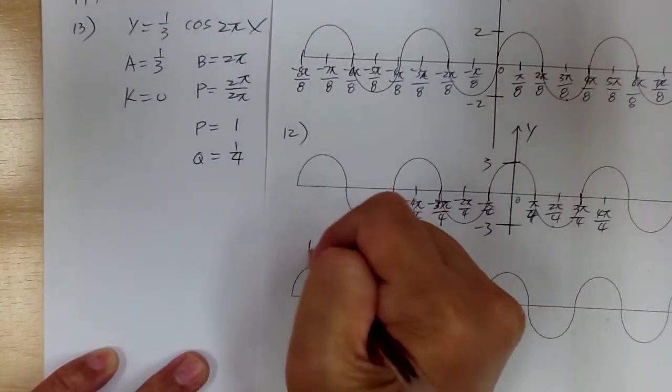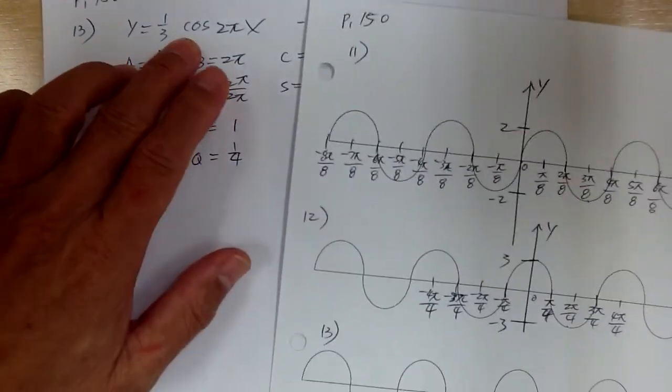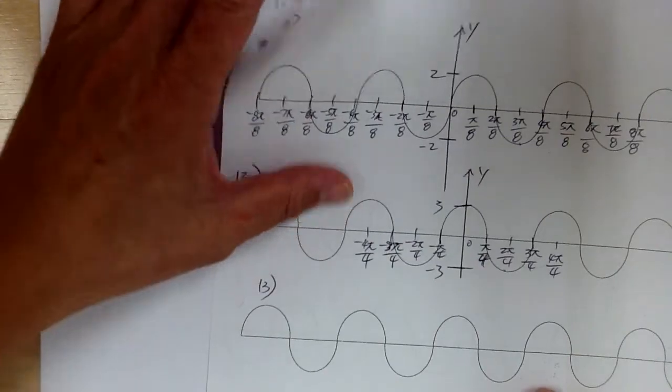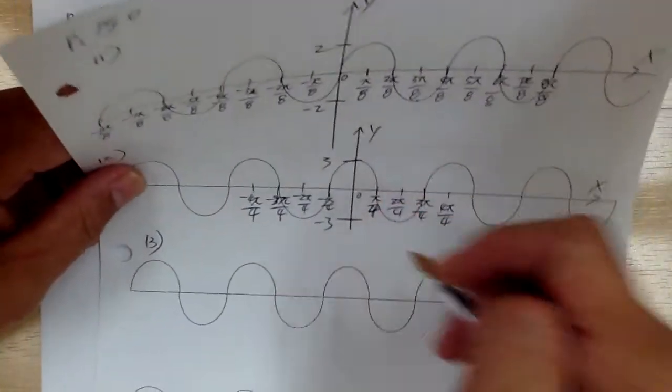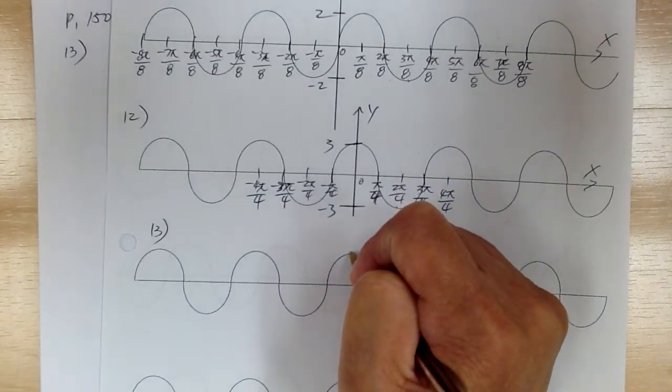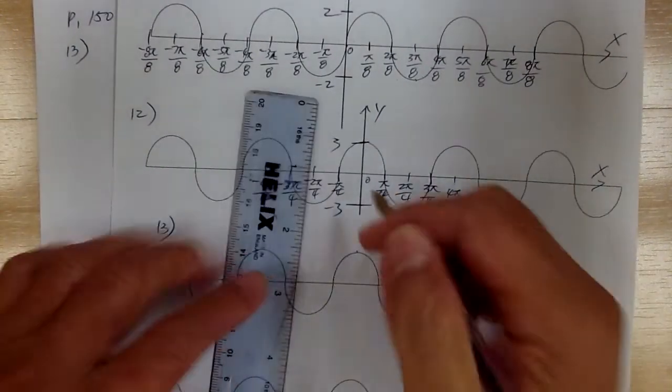So let's go to number 13. This is the cosine function, so cosine starts from the very top. And you want to go symmetrical, so you want to start from the middle. So you want to start right over here. Okay. So cosine.